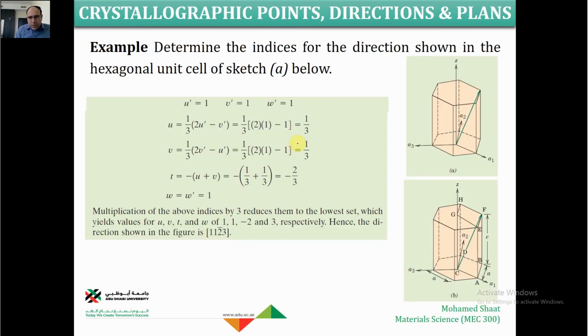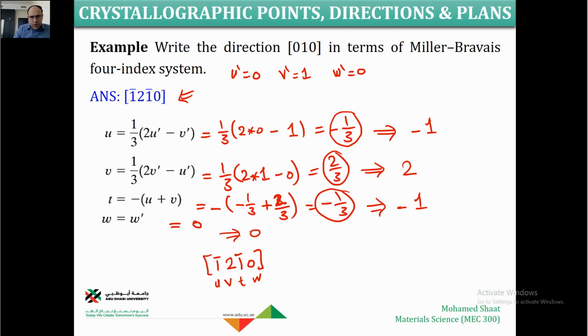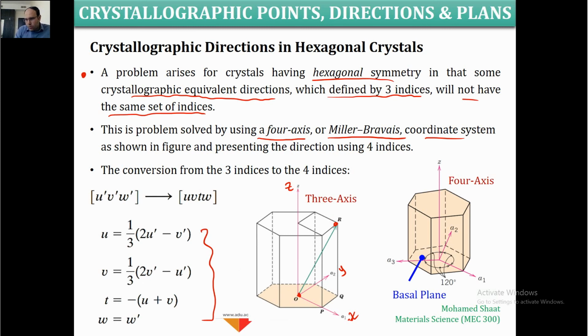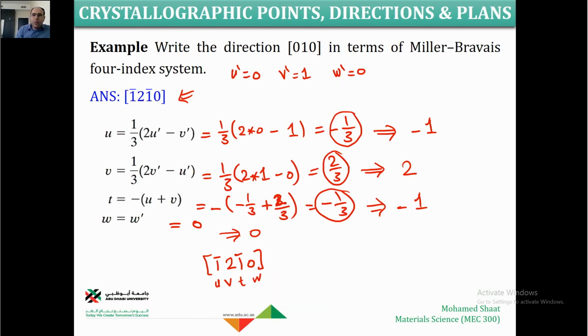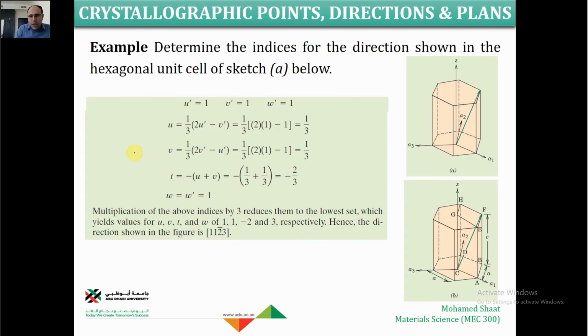Now let us consider some examples of how we can define these vectors. Before, the indices were given, and then we just converted into the 4-index system using these relations. But how can we find, even for a hexagonal crystal, these 3 indices, which we then convert to the 4-index notation? In this example, it is required to determine the indices for the direction shown for the hexagonal unit cell in sketch A in this figure. So this is the direction that is given. You are required to represent this direction in the 4-index system, the Miller-Bravais coordinate system.